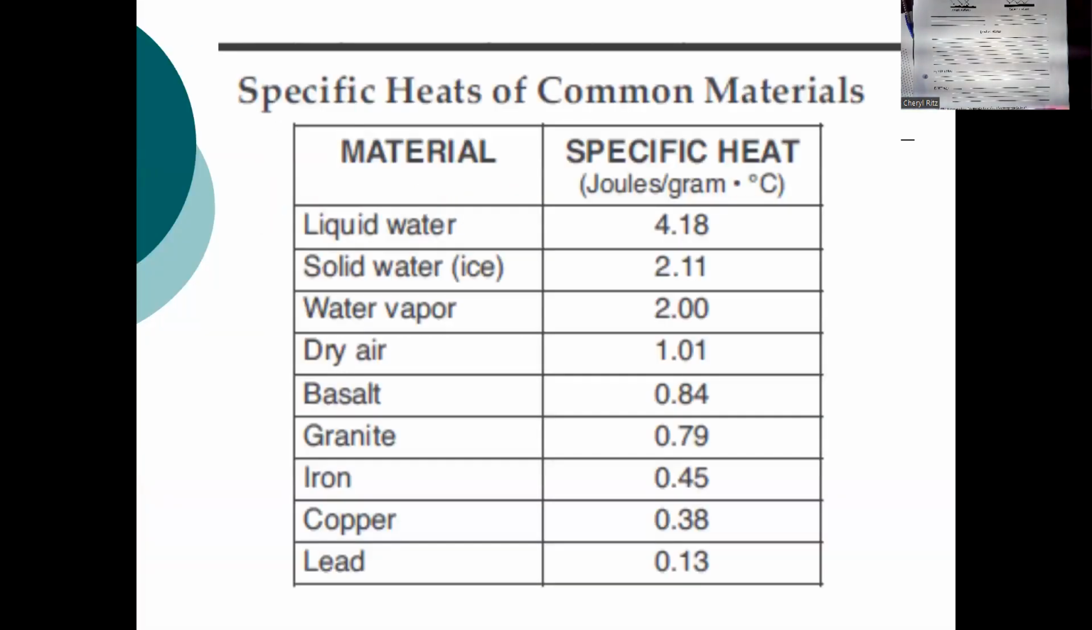So here's that specific heat chart. We have some materials. You'll notice water's on that list. Wood or concrete's not on it, but there are some things we can relate to. How about granite and basalt? Those are rocks. And then you've got iron, copper, and lead as well. Those are metals.